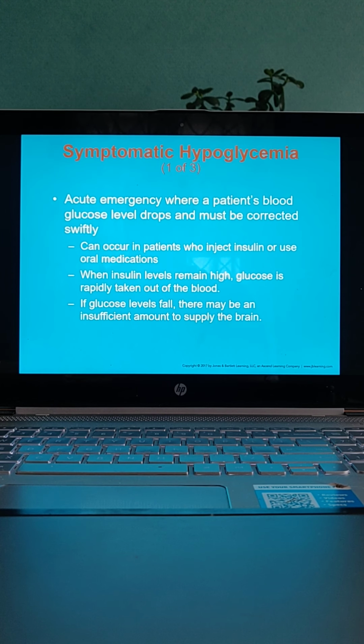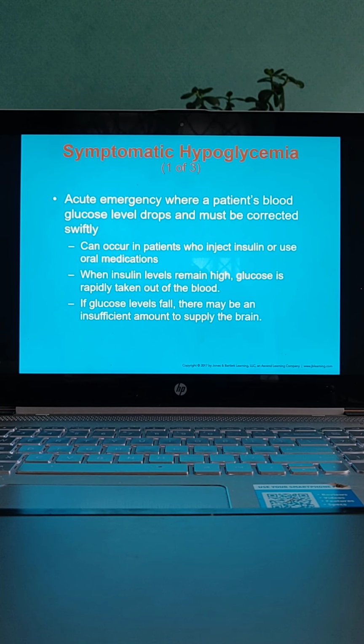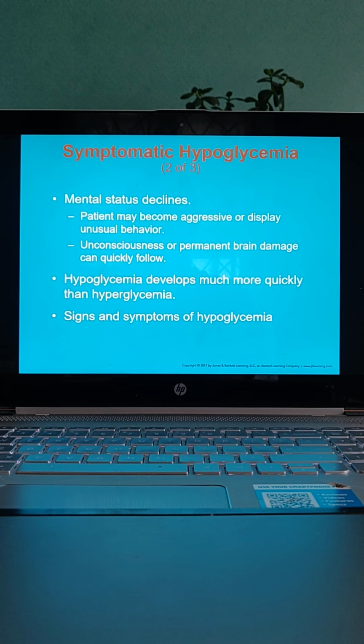If the glucose levels fall too much, then there may be an insufficient amount of glucose. As we said, the two things that the brain needs are glucose and oxygen. If there's not a sufficient amount of glucose for the brain to absorb and use, because it's a supercomputer and uses a lot of it, then you're going to have altered mental status. Mental status declines. The patient may become aggressive or display unusual behavior.